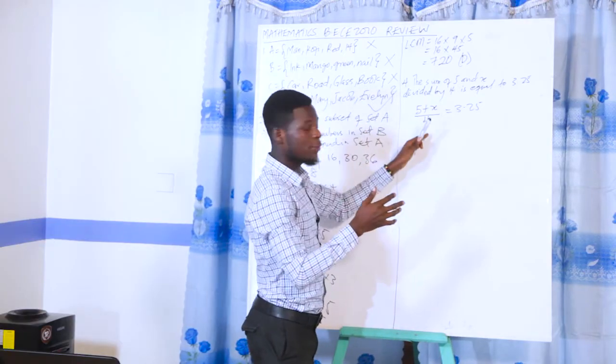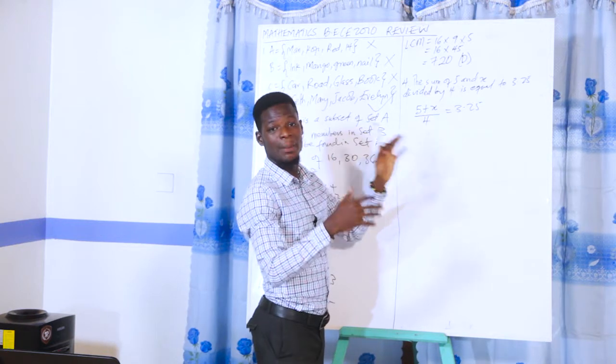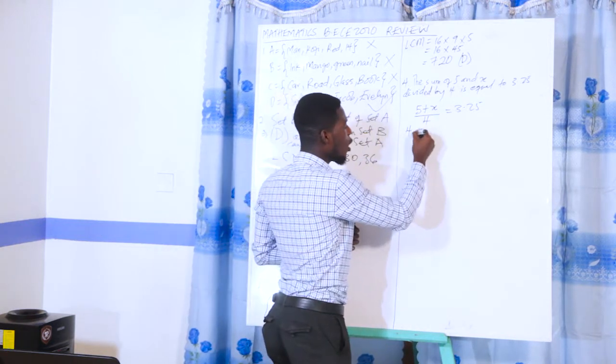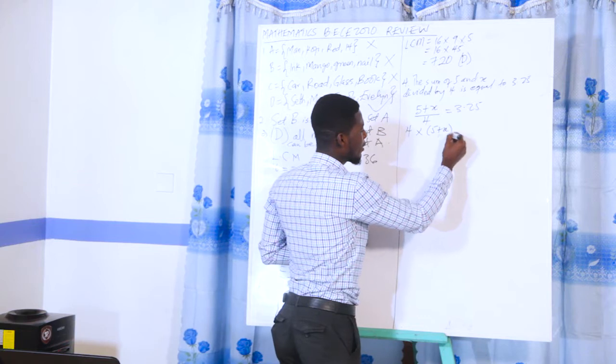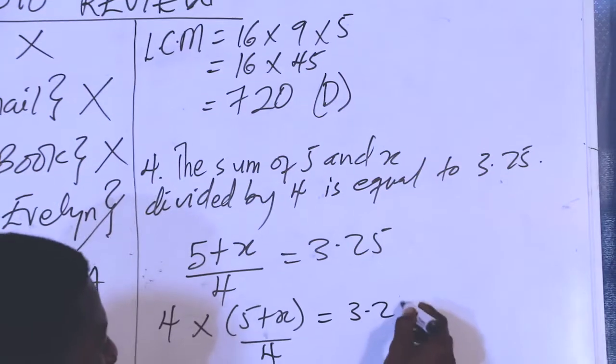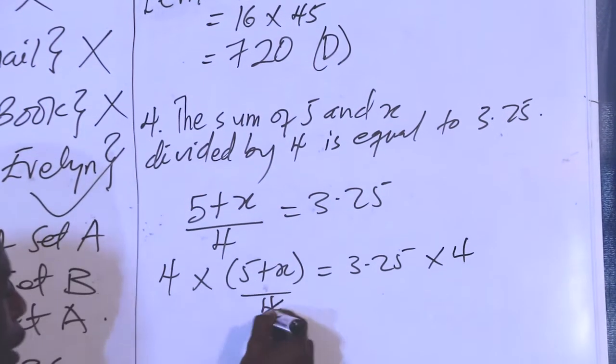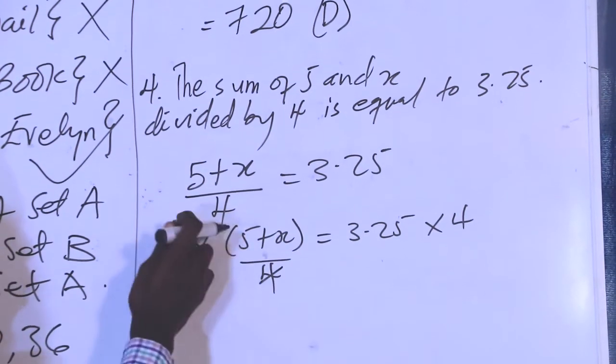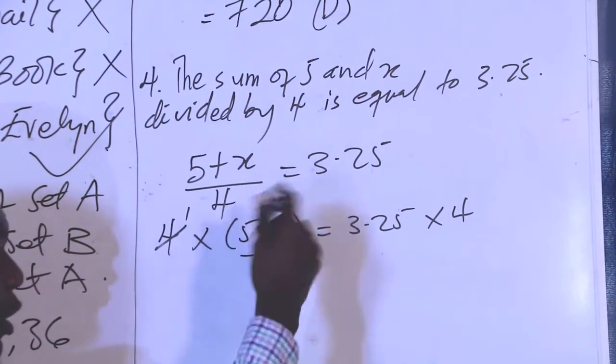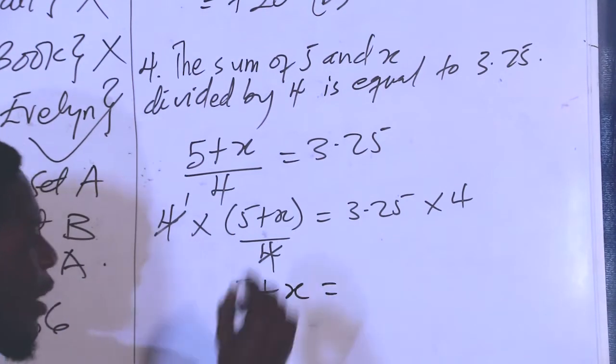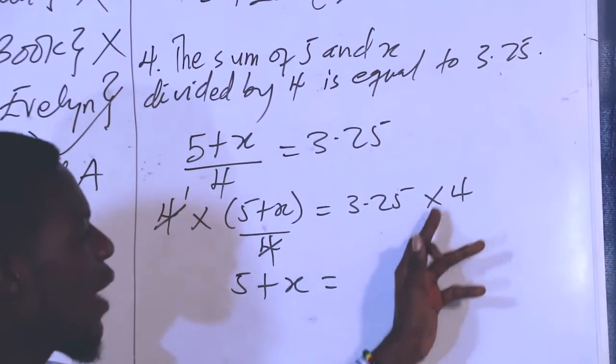All right, so what do we do here? The LCM is 4, so we multiply both sides by the LCM, which is 4. So 4 times 5 plus x all over 4 equals 3.25 times 4. This 4 cancels this 4, leaving 1. 1 times everything here will give you the same thing, so you just remove the bracket. 5 plus x equals 3.25 times 4.